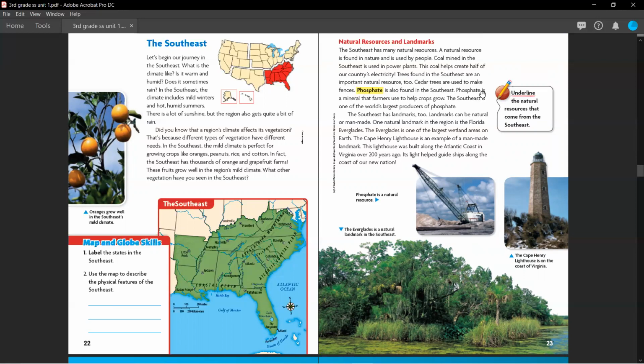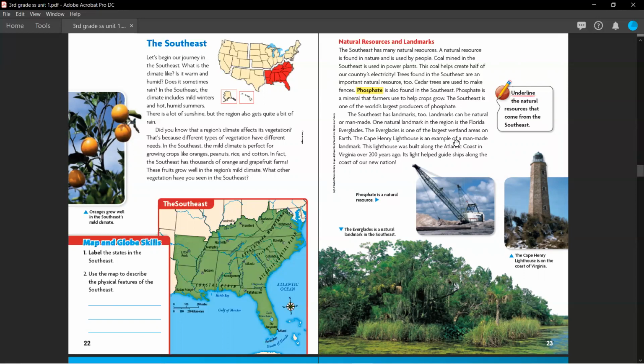Phosphate is also found in the Southeast. Phosphate is a mineral that farmers use to help crops grow. The Southeast is one of the world's largest producers of phosphate. The Southeast has landmarks too. Landmarks can be natural or man-made. One natural landmark in the region is the Florida Everglades. The Everglades is one of the largest wetland areas on Earth.